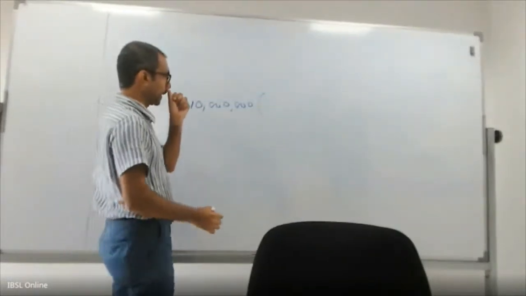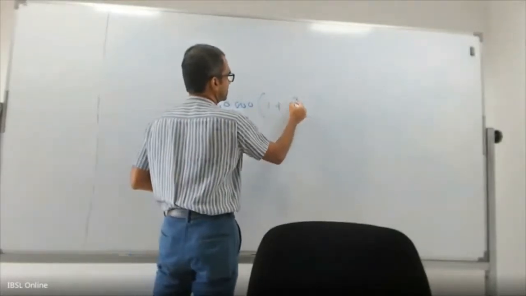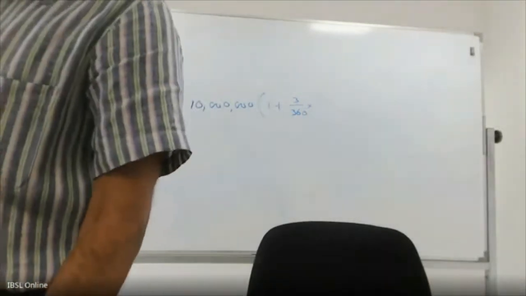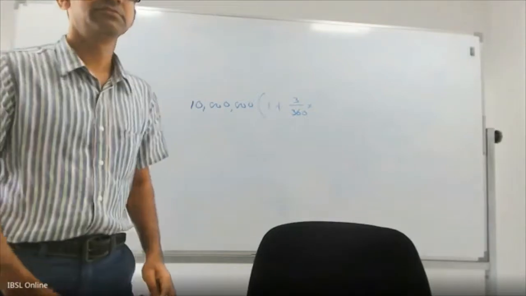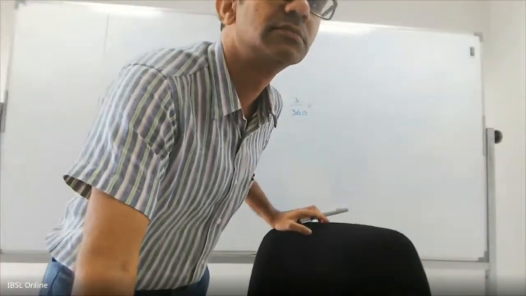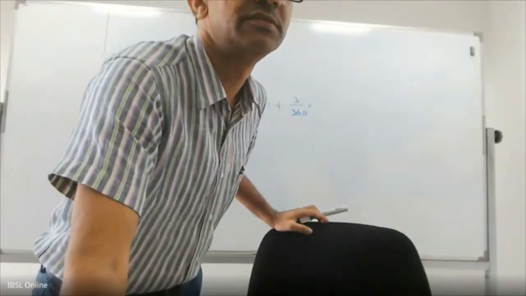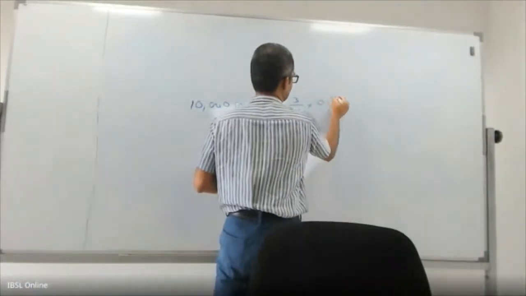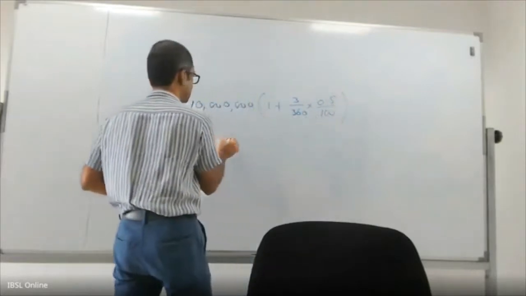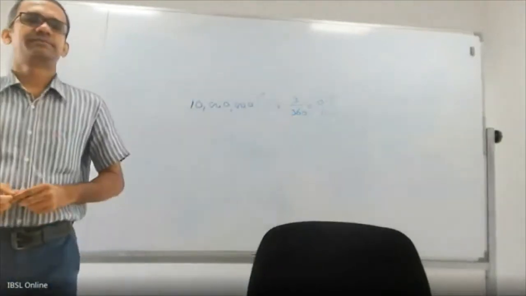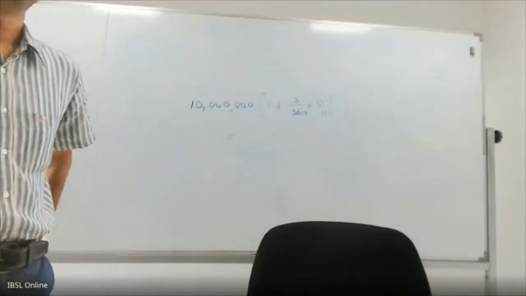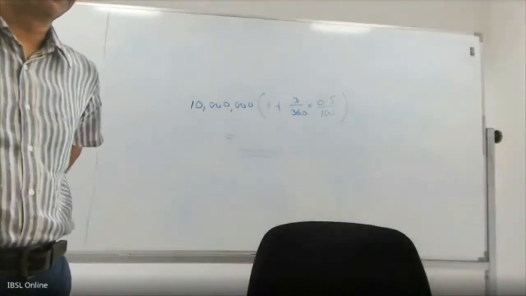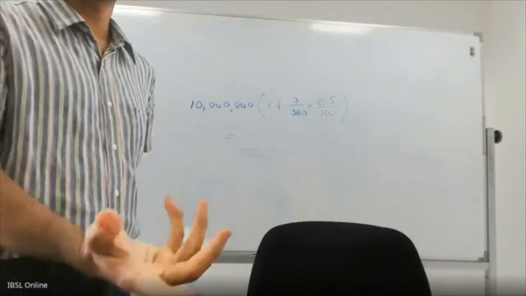Million into 1 plus 3 divided by 360, interest rate plus 0.5%. That's the answer. So you can see it checks two concepts: how to calculate the interest and how to decide the maturity date.